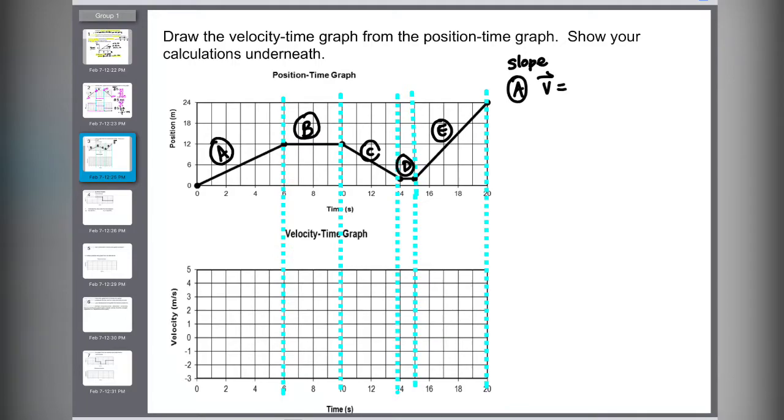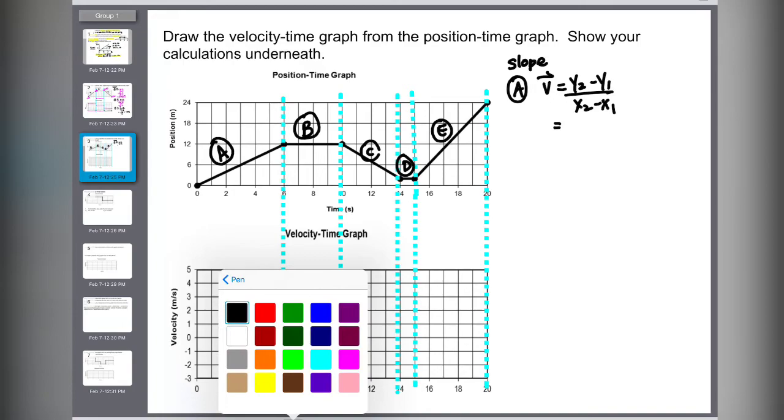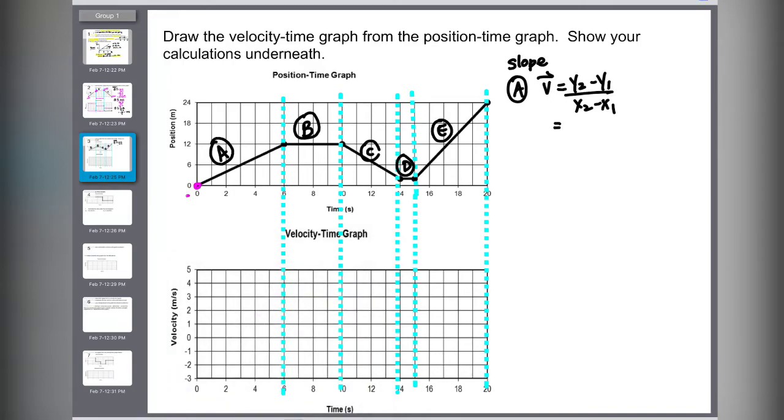I'm going to calculate the slope. So for part A, the slope represents the velocity is y2 minus y1 over x2 minus x1. Okay, pick my 2 points. 0, 0. This point looks pretty good. This is 6 and 12. So y2, which is 12, minus y1 over x2 minus x1. So 2 meters per second. So that means between 0 and 6, I put it right in the graph. 2 meters per second.